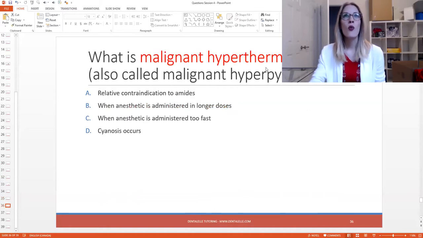Okay, so what is malignant hyperthermia? And I have that in red because this is a very important one to know. For students, for dental professionals, you need to know what this term is. So A, is it a relative contraindication to amides? Is it B, when anesthetic is administered in longer doses, when anesthetic is administered too fast, or when cyanosis occurs? So you guys have to know what this is. It's rare, but not as rare as it could be, I think. Like the textbooks that I remember reading like 10 years ago, not a lot of people have this. But the more I see patients, it seems to be like one in, I don't know, like 50 people say that they have this. And I thought that was interesting.